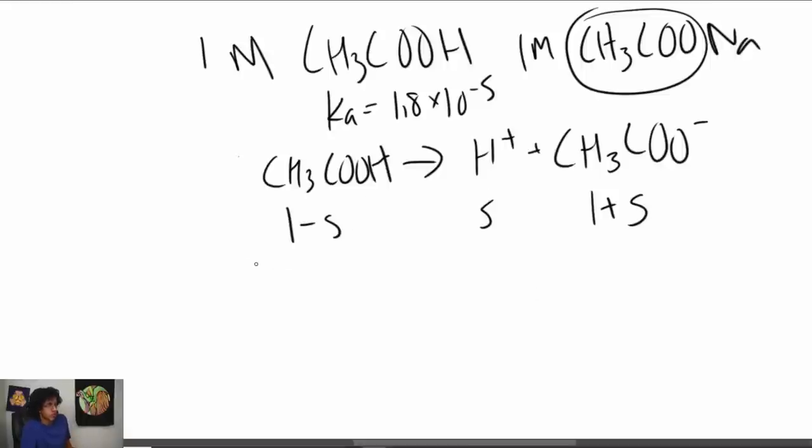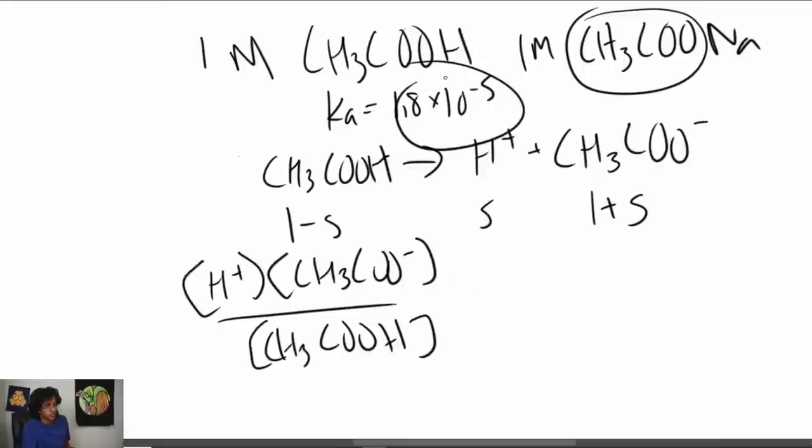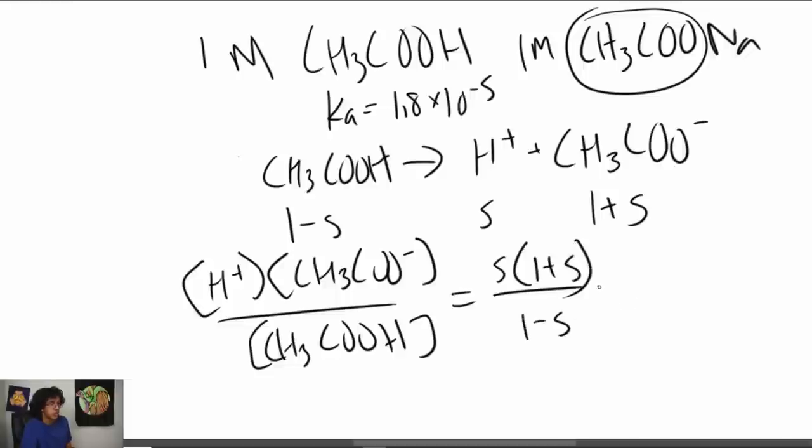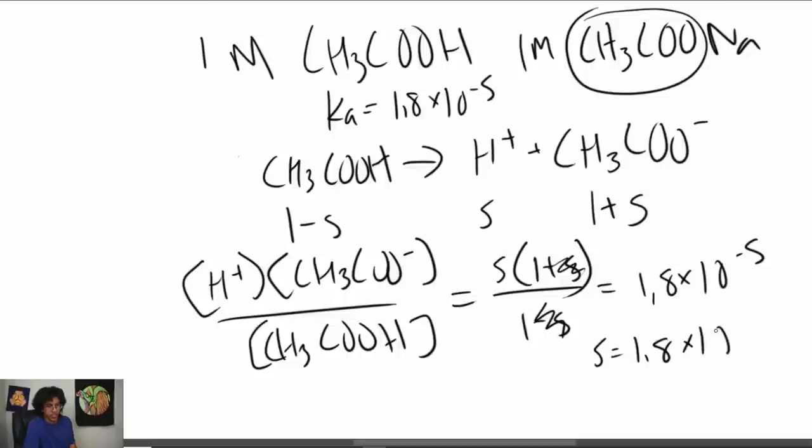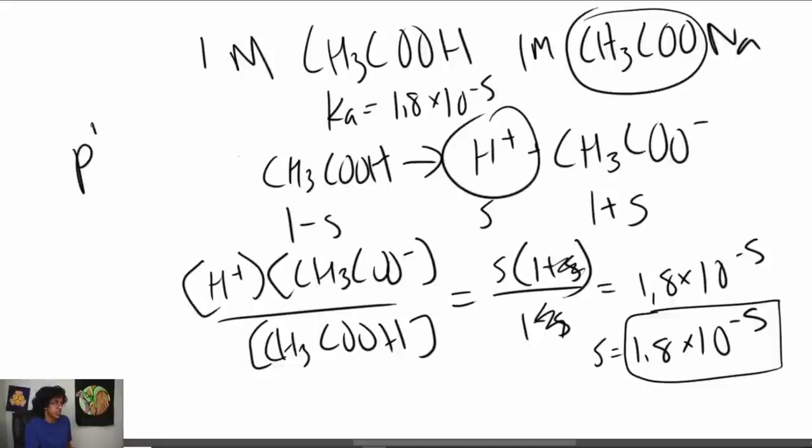So essentially, if we want our quotient to equal our equilibrium constant, we have H+ times CH3COO- over CH3COOH, and this should equal Ka at equilibrium. So S times 1 plus S over 1 minus S is equal to 1.8 times 10 to the negative 5. We could basically ignore the S terms, because they're tiny compared to the ones. So S is equal to 1.8 times 10 to the negative 5, which is also the concentration of the hydrogen ions. So now we can just find the pH as the negative log of that. Very nice, we get 4.74.